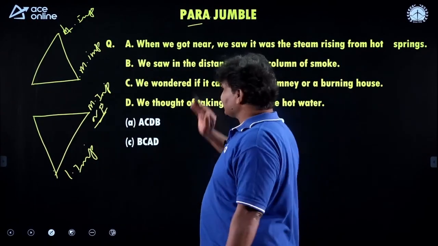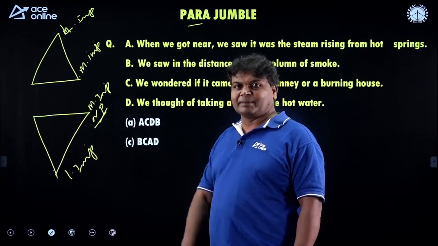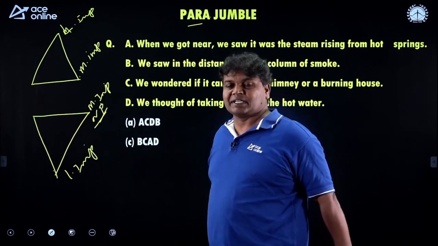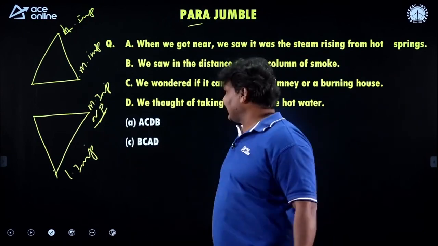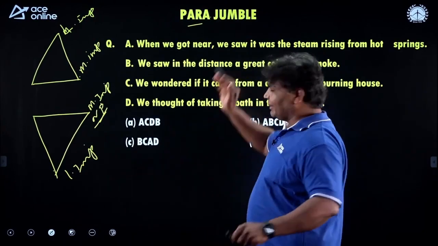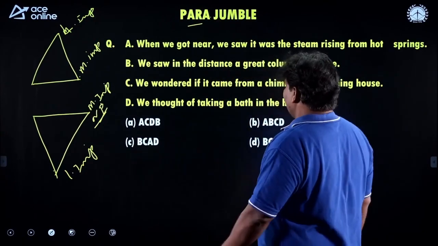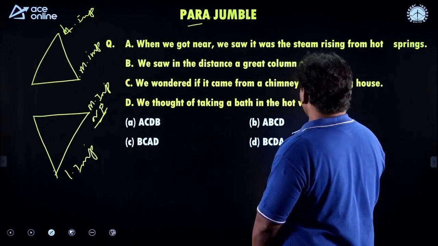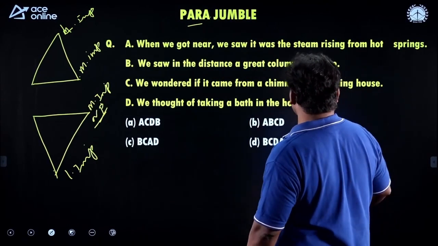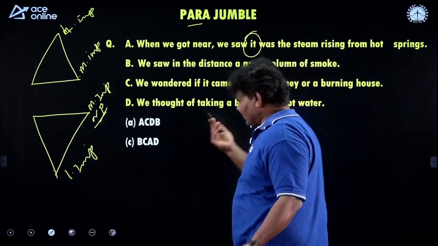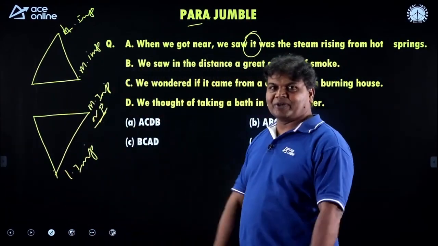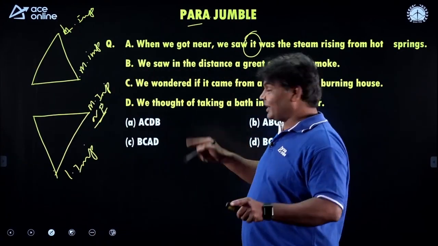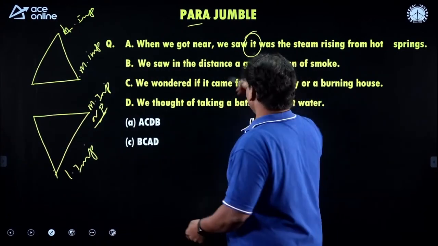Now, the same thing follows in the para jumble. Which is the topic sentence? Where is the most important sentence? Okay, fine, let us go through this one. When we got near, we saw it was the steam rising from hot springs. What do you mean by "it"? I don't get any idea, which means that cannot be your starting sentence. It is a pronoun, so a lot of attention has to be paid to pronouns, please.